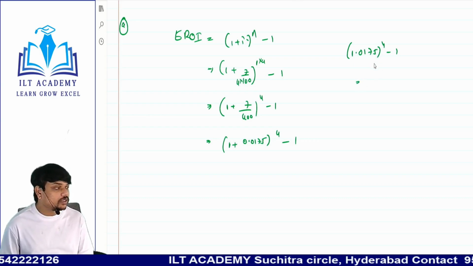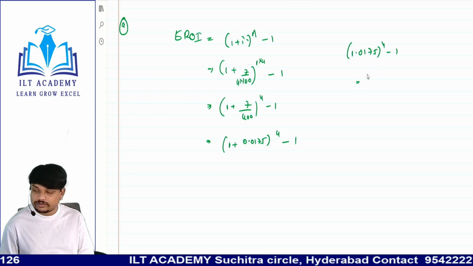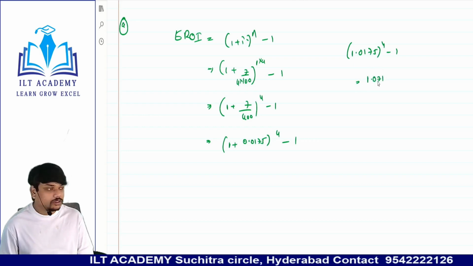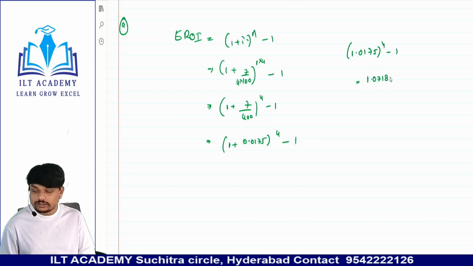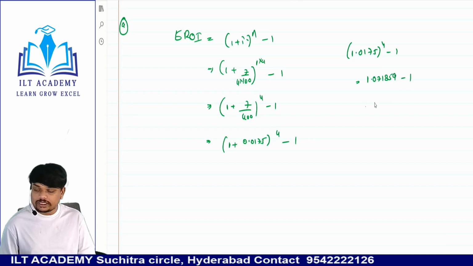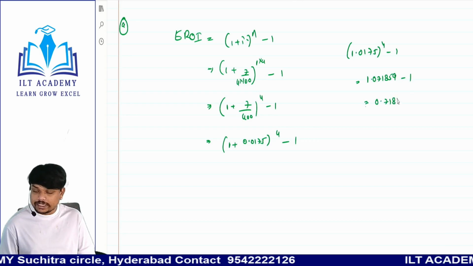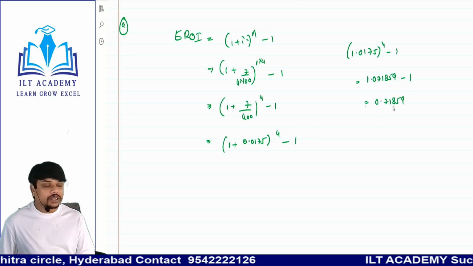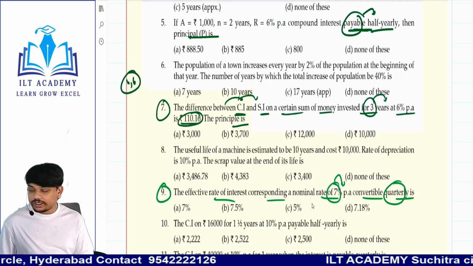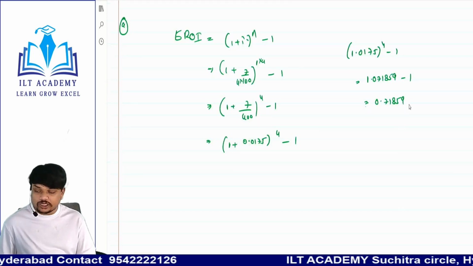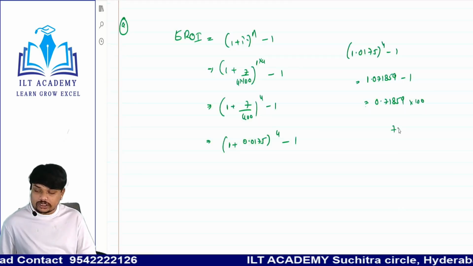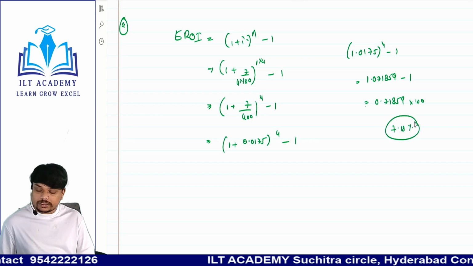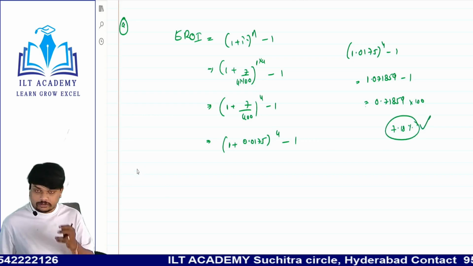1.0175 to the power 4 minus 1 is 0.0718. Now we know this is in decimal, so we need to convert it into percentage, meaning multiply with 100. So 7.18%. Got it? Any doubts?